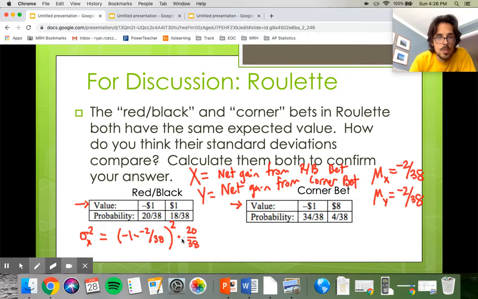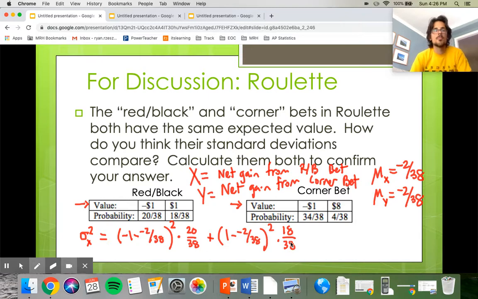This guy will be like the piece I get from my first one. And I have to add up the different terms. So I'm also going to have a piece for my second term. My second term is going to go +1 minus my mean. I'm going to square it. And I'm going to multiply by my probability for that one. So let me go ahead and calculate that guy.